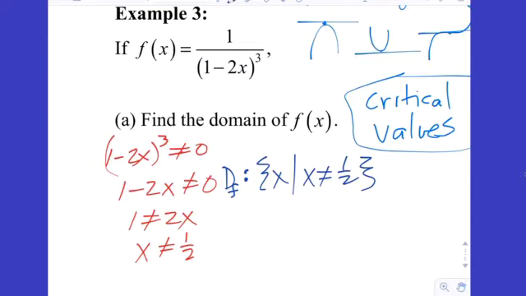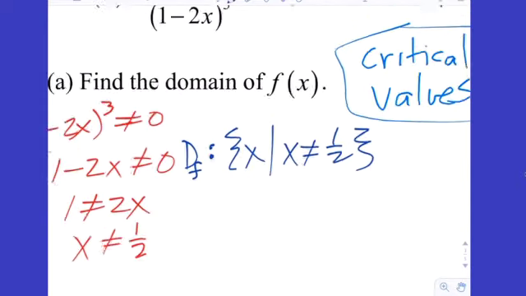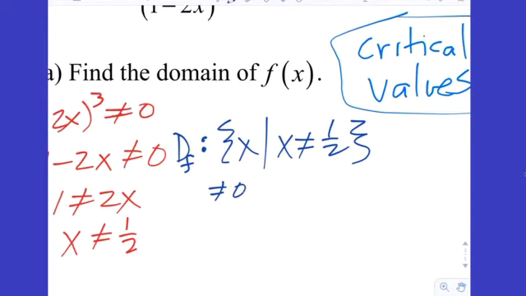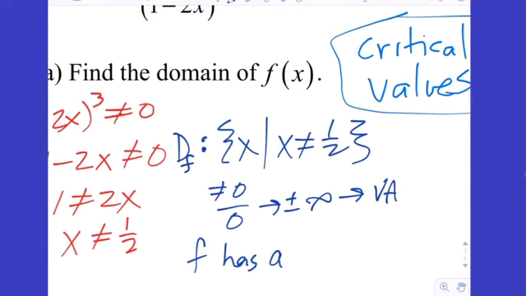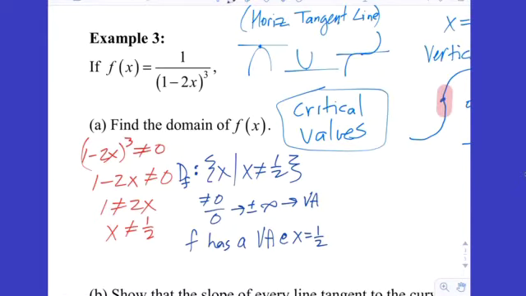Again, how do you know? Yeah, non-zero over 0 means plus or minus infinity. And when you're not talking about the slopes, but you're talking about the y values, that's because there's a vertical asymptote. So if you got 0 over 0, it would be a hole. So we know then that f has a vertical asymptote at x equals 1/2. Just for kicks and giggles, does it have any end behavior asymptotes?